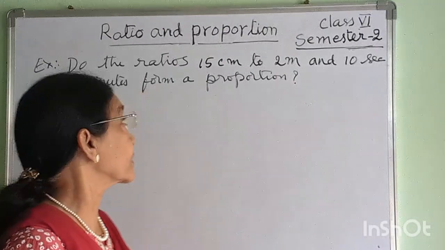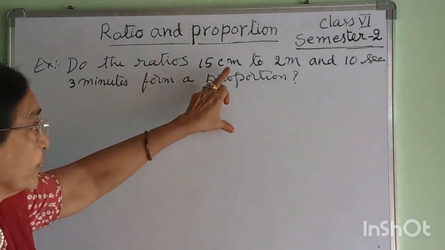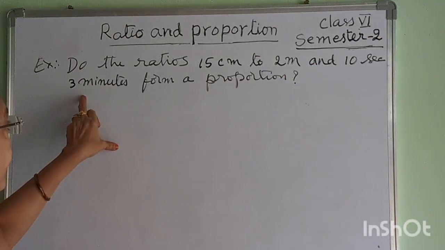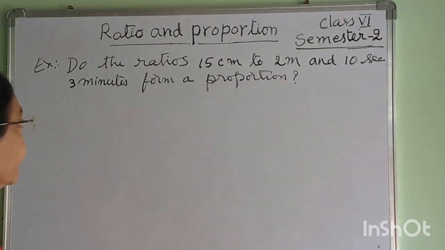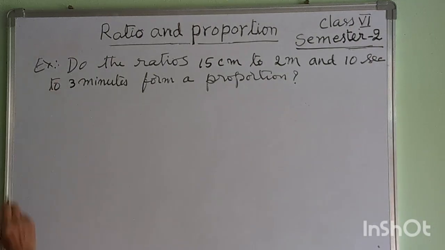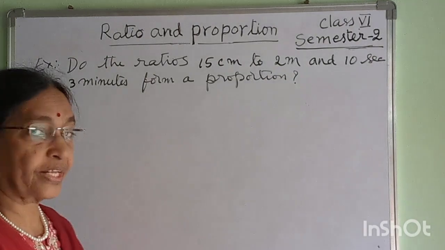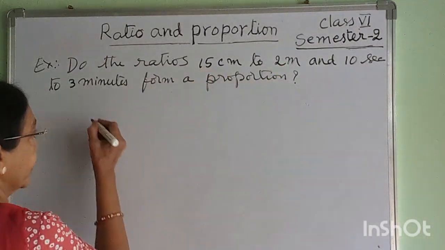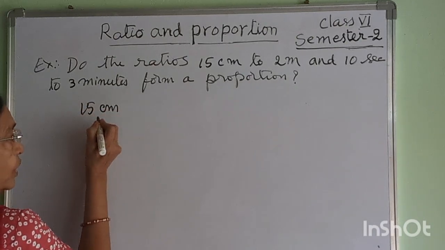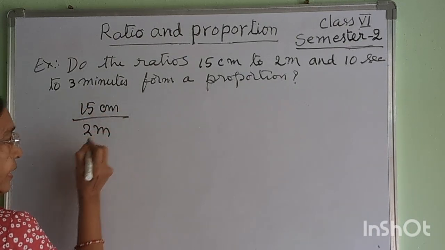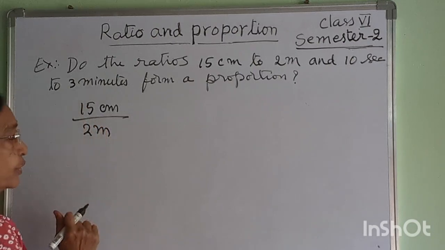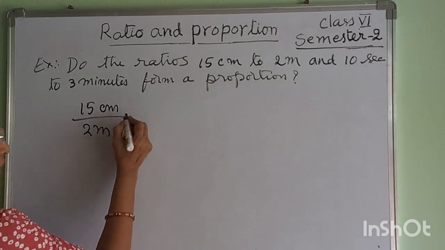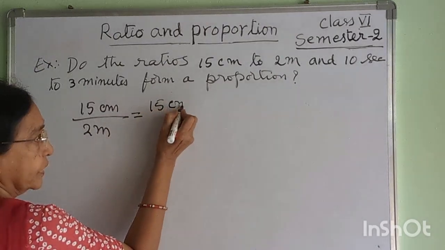So coming to the next example, do the ratios 15 centimeters to 2 meters and 10 seconds to 3 minutes form a proportion? We find the ratios separately. First, 15 centimeters to 2 meters, 15 centimeters by 2 meters. Here the numerator is in centimeters, the denominator is in meters. Therefore we convert the denominator also into centimeters.